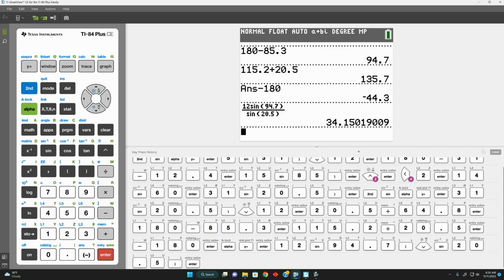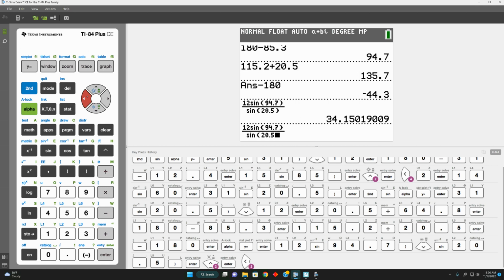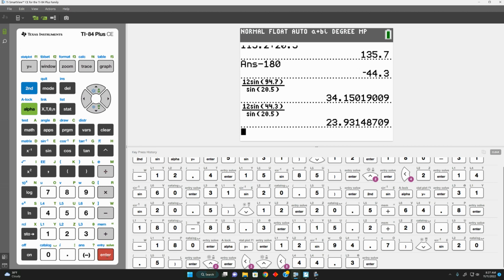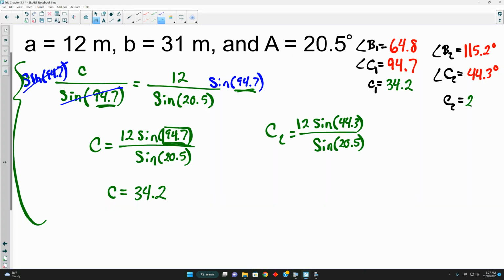And the nice thing with the calculator is I can recall that value and come over here and say 44.3. 23.9. That's it.